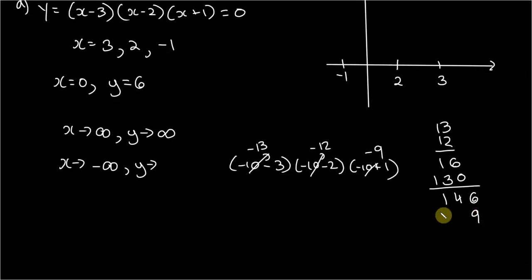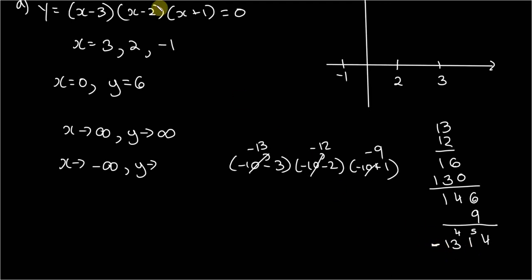And so now we're multiplying it by negative 9, and 6 times 9 is 54. Carry over the 5. 4 times 9 is 36. 36 plus 5 is 41. Carry over the 4. 1 times 9, of course, is 9. Plus 4 is 13. So 146 times 9 is going to give us 1314, and that's negative.